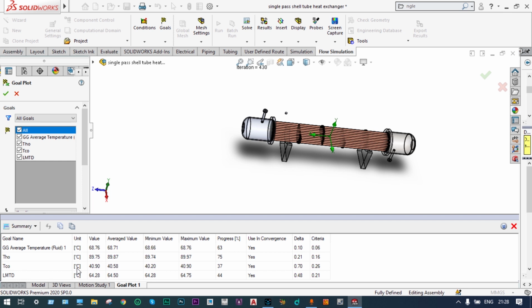Similarly, cold water, its initial temperature was 20 degrees centigrade, and at the exit level it has gained a huge amount of heat, and its final temperature is 40.9 degrees centigrade, and average temperature is 40.58 degrees centigrade. Similarly, LMTD is dependent on both the ends, hot and cold, on exit and entry both levels. And finally we got the LMTD of this heat exchanger as 64.28, and average value is 64.5. Now the more the LMTD, the more heat is transferred.